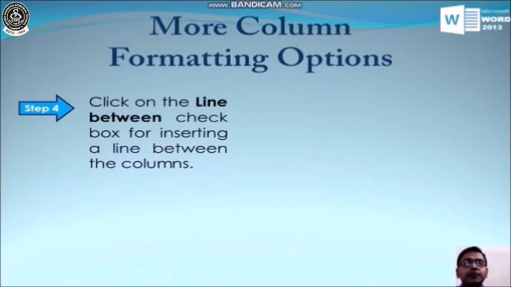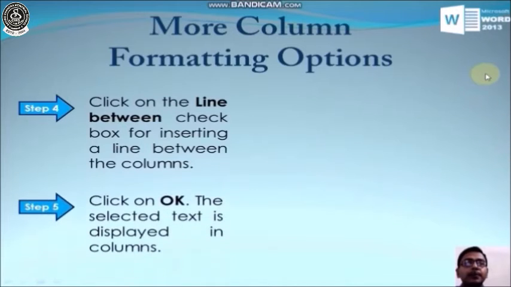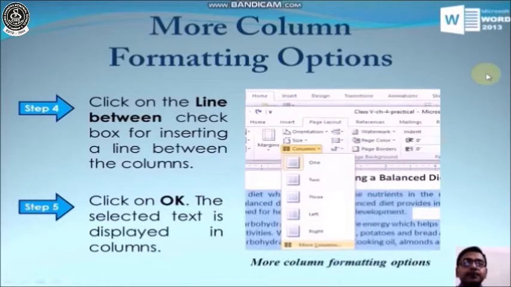Step number 4, click the line between checkbox for inserting a line between the columns. You see, sometimes a vertical line is drawn between columns in newspapers. You can also do that by clicking the line between checkbox. Step number 5, finally click on OK. The selected text will display in columns.